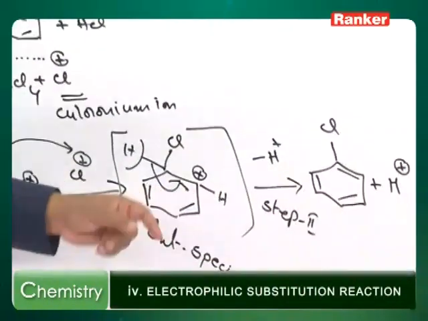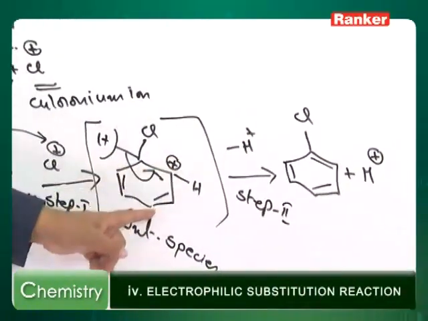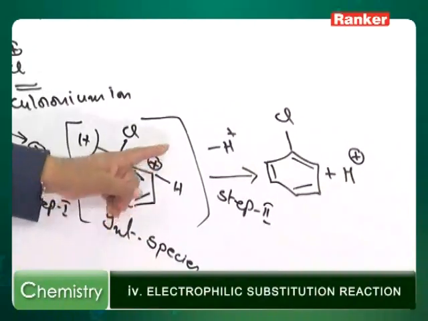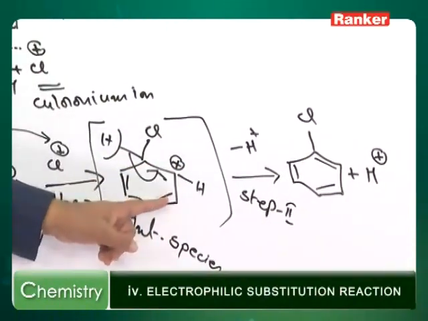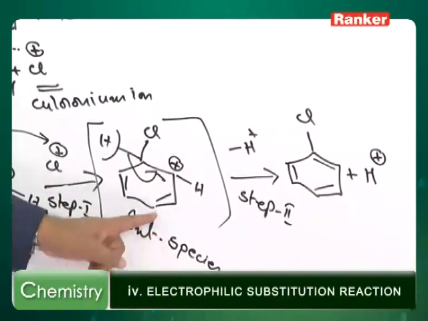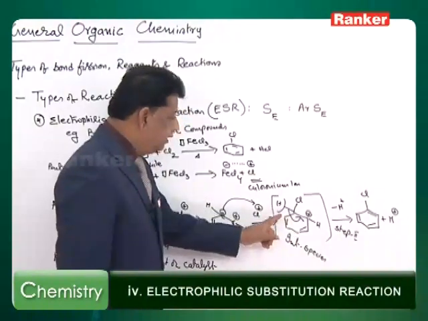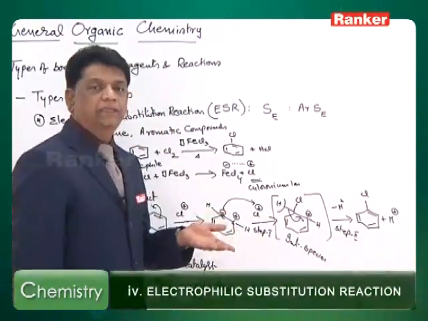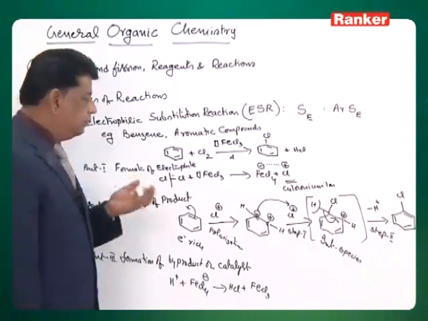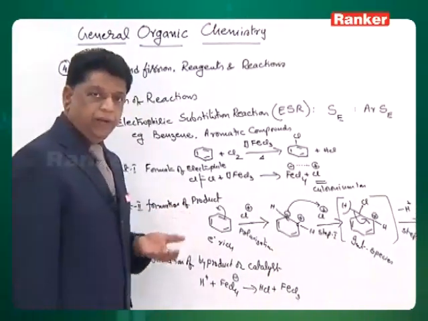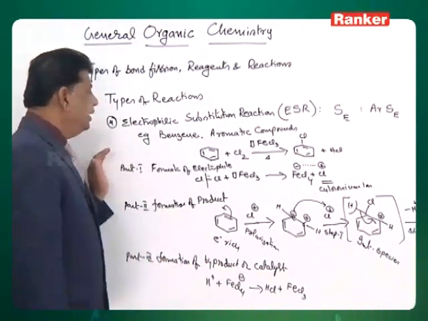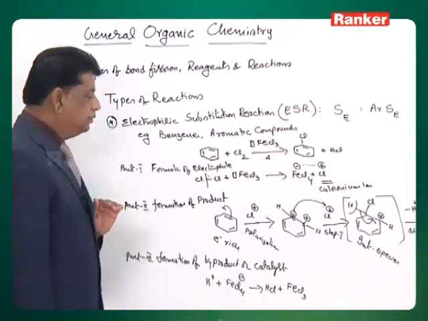Similarly, for the directing groups also: if the donating group is at ortho or para, then the formed carbocation will be stabilized. The double bond will shift there, and the positive charge may come here. Therefore, if the electron donating group is at para or at ortho, the reaction takes place. That means with reference to the electron donating group, substitution at ortho and para is also justified the other way. So this is the mechanism of the electrophilic substitution.